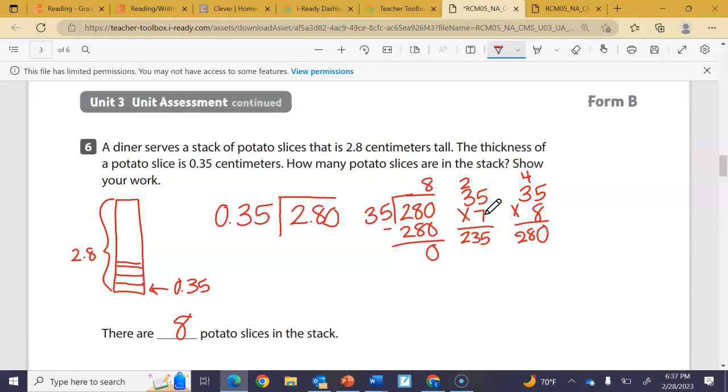And so I got 21, but then I had to go up one more because it wasn't enough. So 35 times 8 was actually 280. So 35 times 8 makes 280. Subtract. I got 0. That's how I know I'm done. So I had 8 potato slices in the stack.